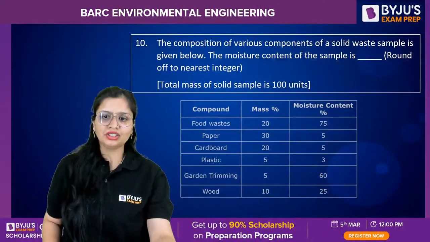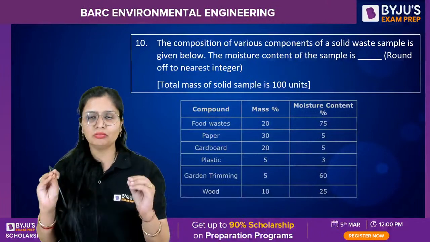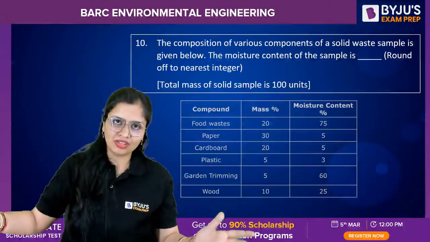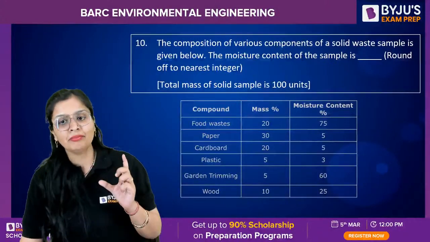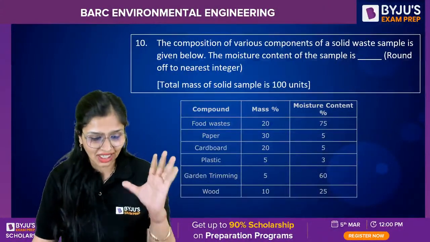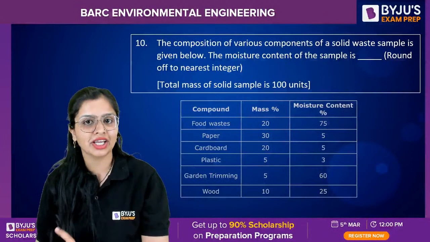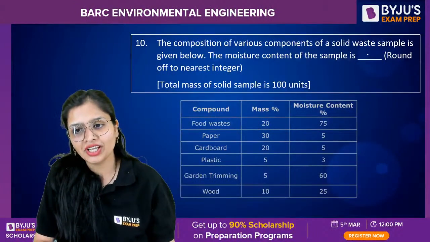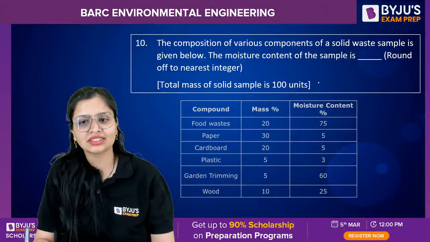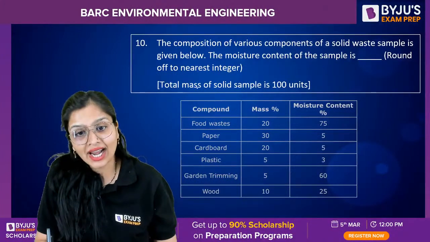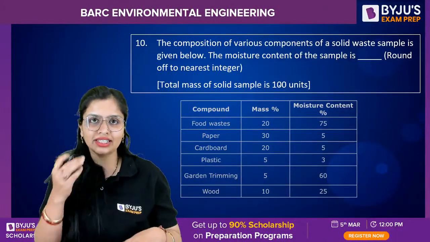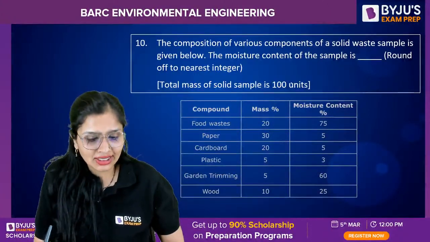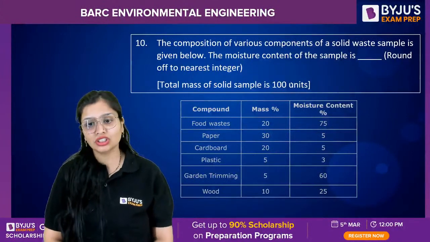This is a good question. I have solved such sort of question before also, guys. This question does not take n number of minutes for you. But remember, if questions from solid waste come, you have to be very careful with such questions. What is the question? The composition of various components is given to you. It is asking you the moisture content, and it has given you the moisture content. That means the water quantity it is asking. Total mass of solid sample is 100 units. This type of question is very important.